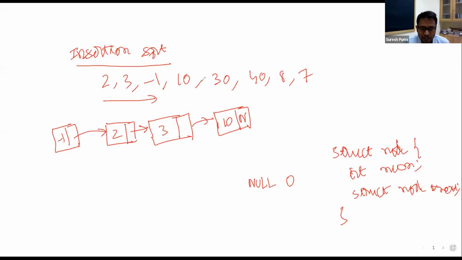Now, when we want to insert 30, you start from here, you keep going forward, and then finally you put 30 here, and null will be present. And now again, when we are inserting 40, we start from -1, 2, compare it against 3, 10, 30, and then 40, you will have 40.